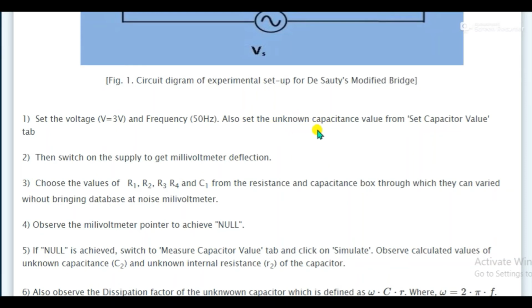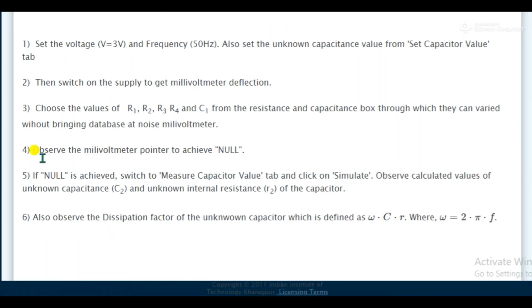Also set the unknown capacitance value from the set capacitor value tab. Switch on the supply to get a millivolt deflection. Very important, we are getting the deflection in millivolts. You must know that a millivolt is 10 to the power minus 3, 0.001. You can also say it is watt per ampere, W-A-T-T, watt per ampere. Ampere is the unit of current. This can also be asked.